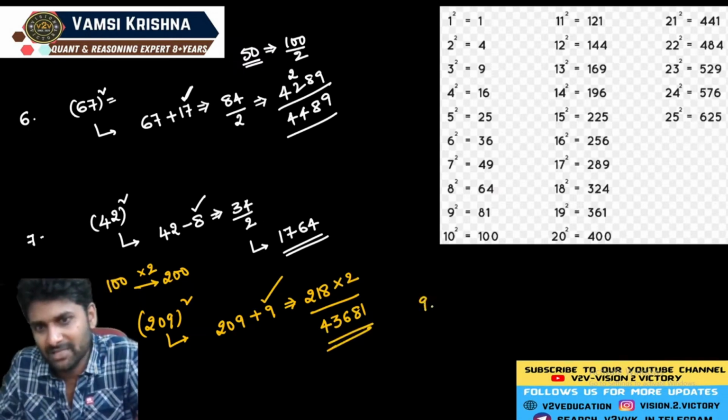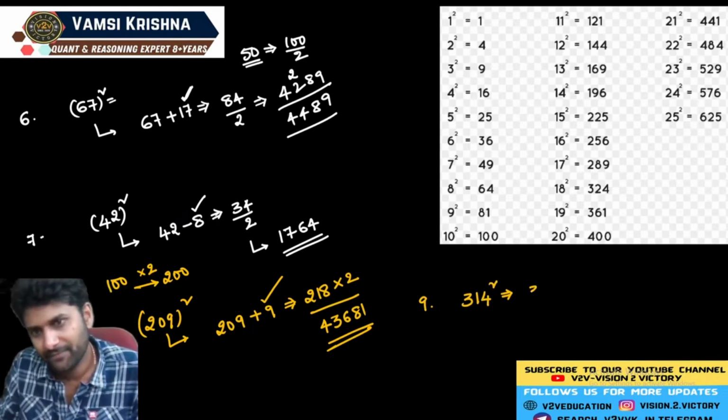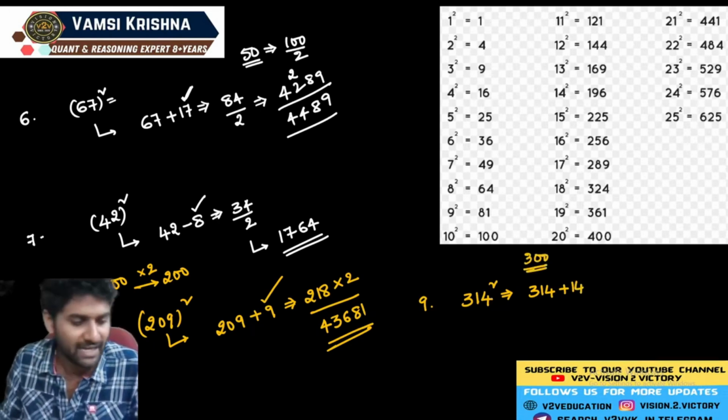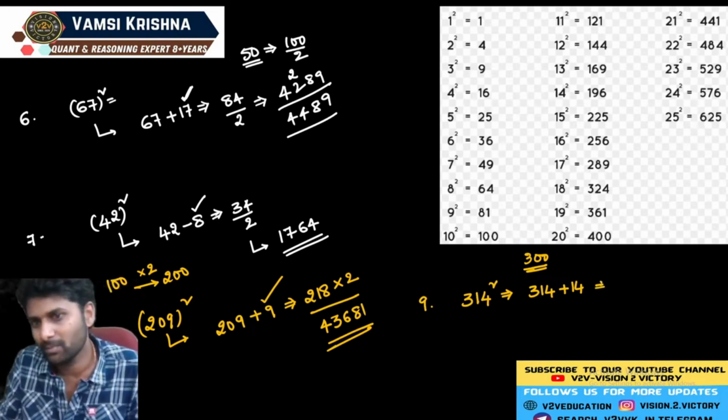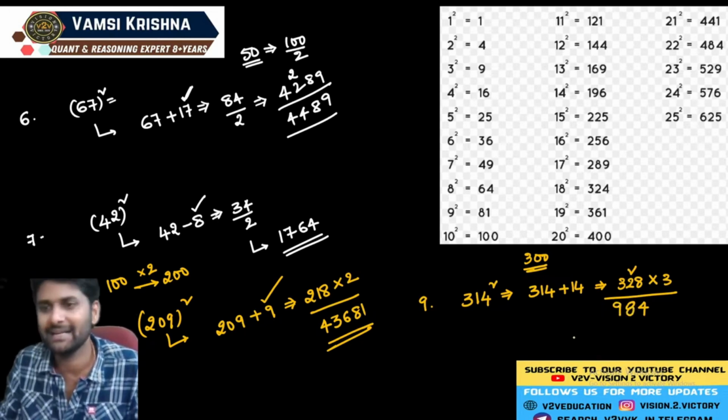Now, can anyone tell me what is the value of 314 square? Now, see, for 314, you should add 14 units. Why? Because if you take 300 as a base number, 314 is more than 300 by 14 units. Now, the sum of these values is 328. Now, you should multiply it by 3 times. Now, see, 8 times 3 is 24, 3 times 2 is 6, 3 times 3 is 9. It's 984. Now we are adding 14 units.